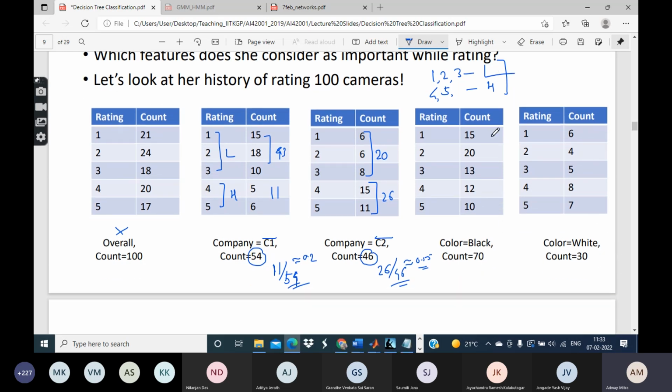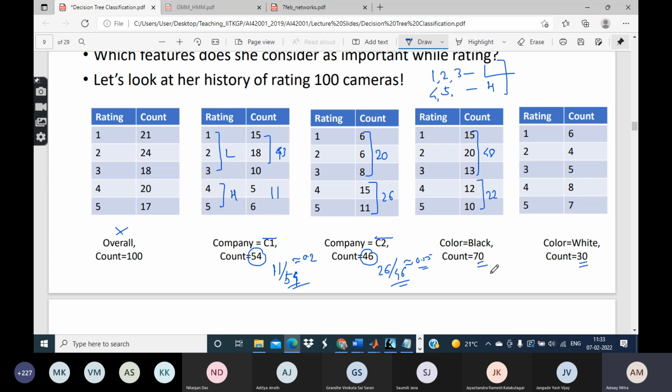If we consider the color feature, it's not very rational, but some people may have some bias towards one color of cameras. But that clearly is not the case here. So there are 70 black cameras and 30 white cameras. If you see the distribution of the ratings in this case, we have decided to binarize it. So we can say this is 48, this is 22.